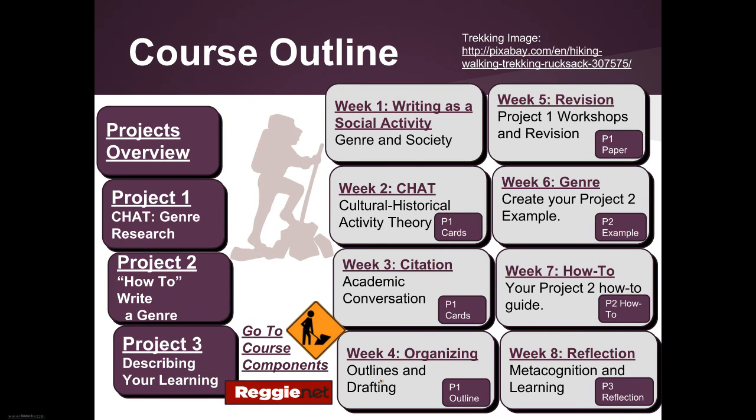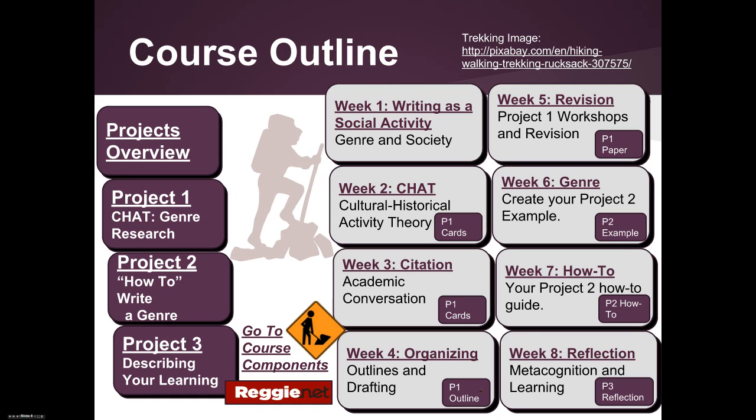Now, I'm going to wrap up real quick with a look at the course outline. We have 3 projects for the course, and we have 8 weeks. So what I've done is I've provided links to the main projects, and then these links here, these purple squares, these point out which portions of the projects are going to be due that week. So our first 3 weeks, we're really going to be looking at writing research. We're going to be looking at your research cards for Project 1.